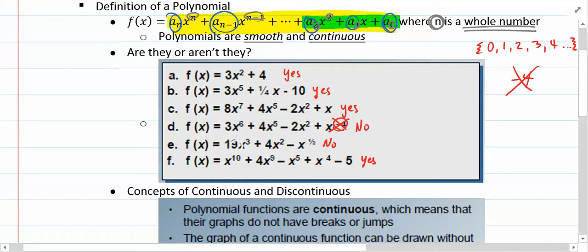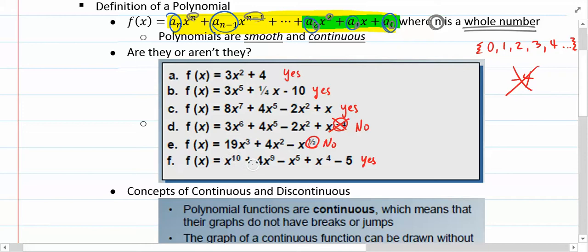Hopefully you recognized option E as not a polynomial, again because of the last exponent. This is a fraction, and fractions are not whole numbers. That's the value that prevents this from being a polynomial.